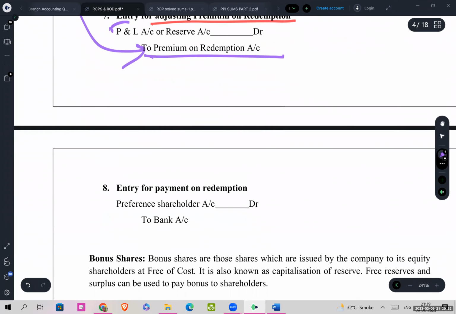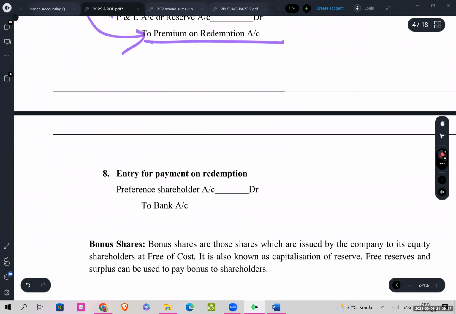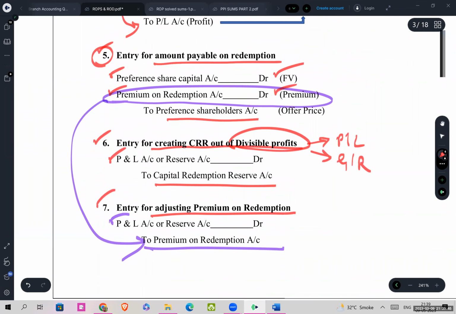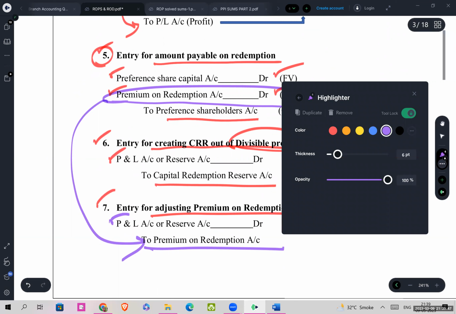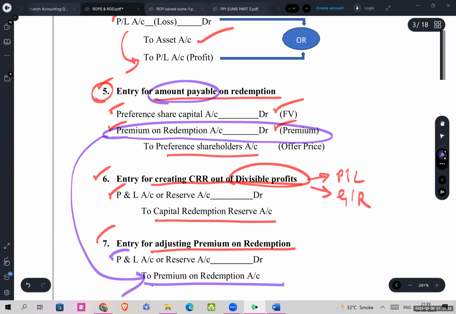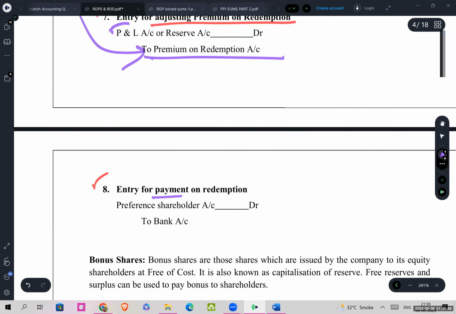Then the last one is payment. Okay. When you pay, where is your other entry? See your journal entry number 5 again. So this was payable. It says it is payable. So here my preference shareholders were credit. And now it is saying we are going to pay it, entry for payment. So preference shareholders account debit to cash bank. Okay.